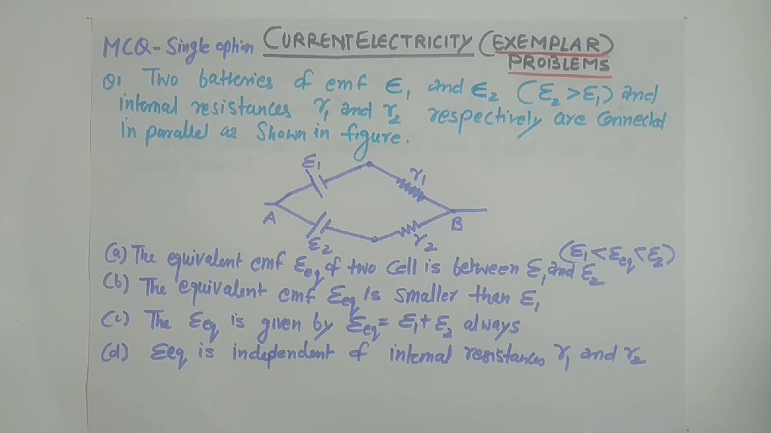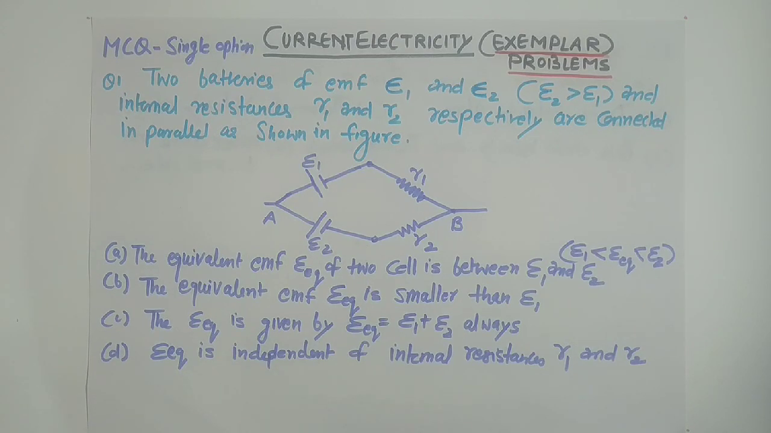Today we will discuss exemplar problems from current electricity. So the first question is an MCQ, single option. Two batteries of EMF E1 and E2, with E2 greater than E1, and internal resistances R1 and R2 respectively, are connected in parallel, as shown in the figure. We have to find the right option.